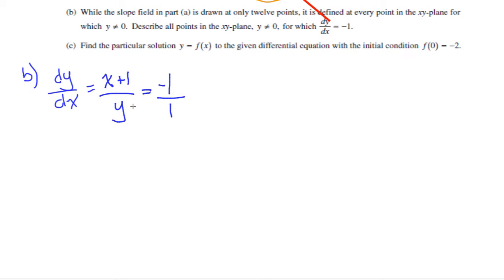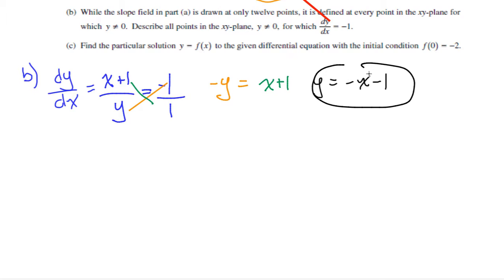Cross multiply here, so y times -1 is -y. And that's going to be equal to x plus 1 times 1 is just x plus 1. Divide both sides by -1, and you get y is equal to -x minus 1. So the answer here is y equals -x minus 1. I put x plus 1 equals -1, which is equivalent. That's still right.